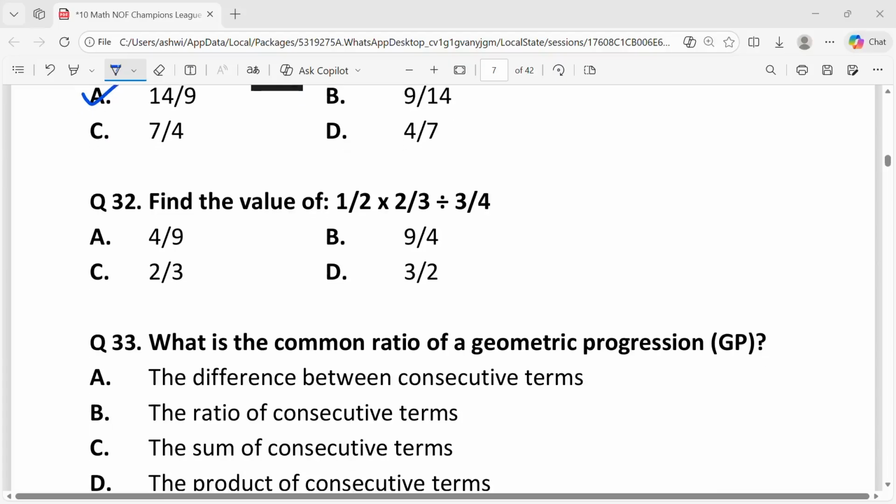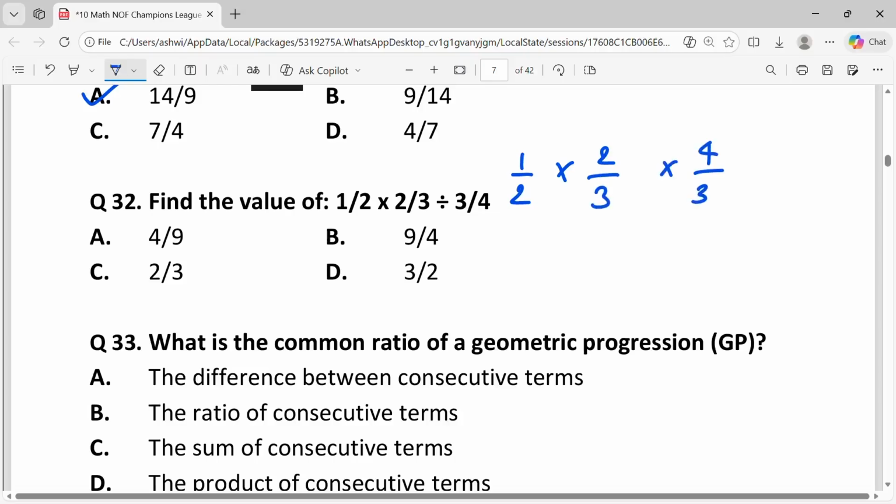Question 32. Find the value of 1 upon 2 into 2 upon 3 divided by 3 upon 4. Equation can be written as 1 upon 2 into 2 upon 3 into 4 upon 3. That is equal to 4 upon 9. That is option A.